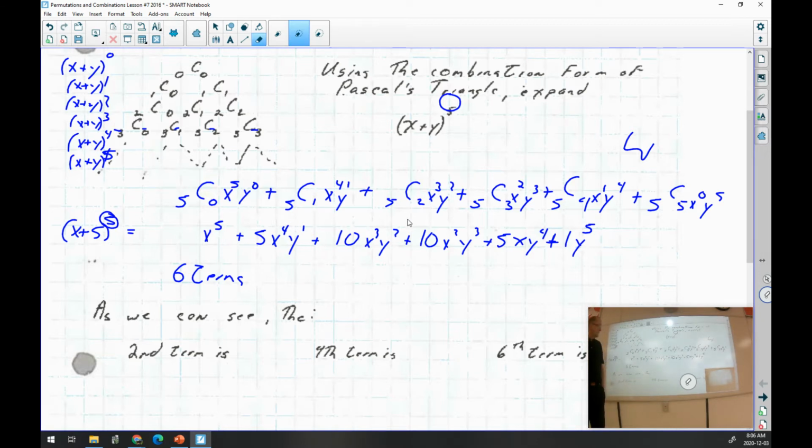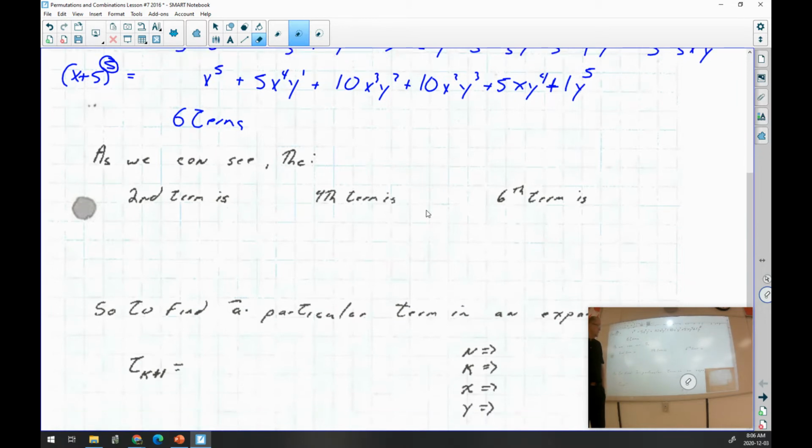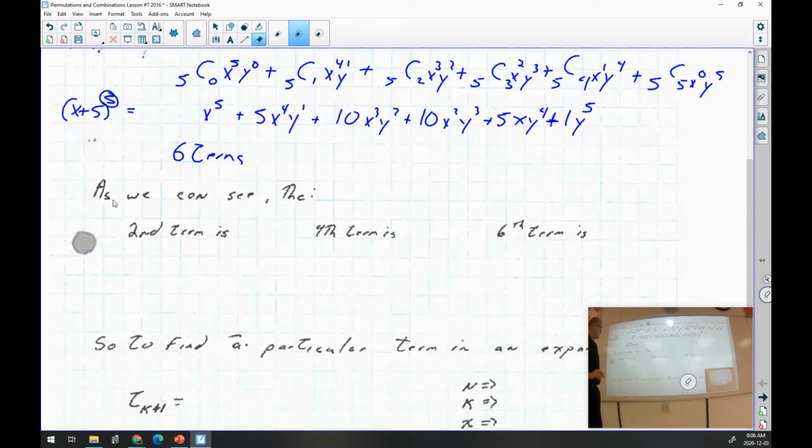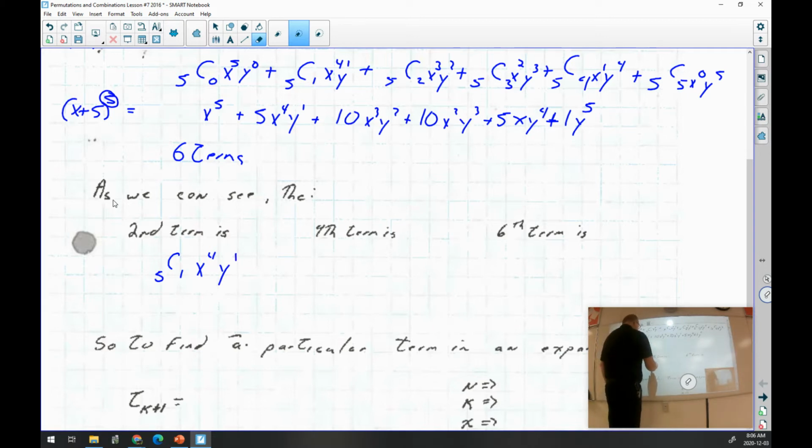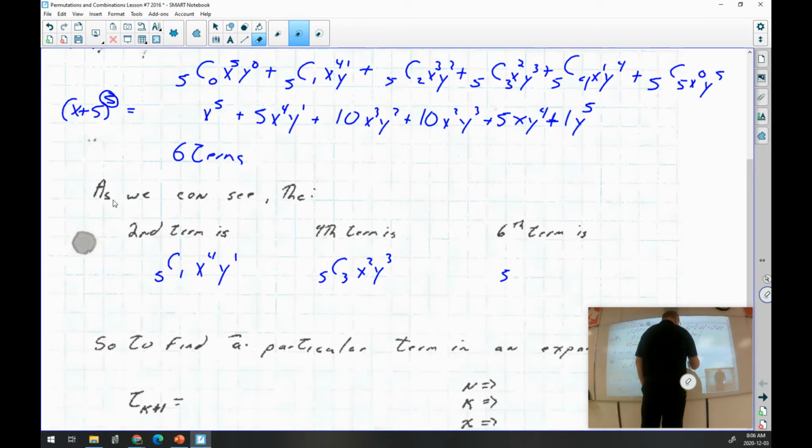Now, here's where we're going to develop our formula. The second term from our expansion is 5 choose 1, x to the fourth, y to the 1. The fourth term is 5 choose 3, x squared, y cubed. And the sixth term is 5 choose 5, x to the 0, y to the fifth.